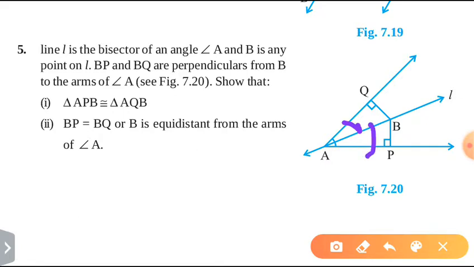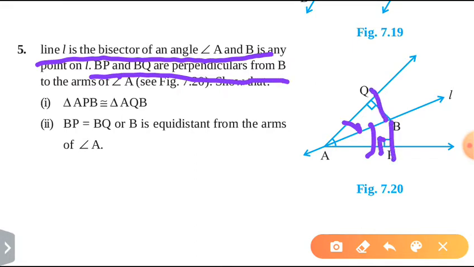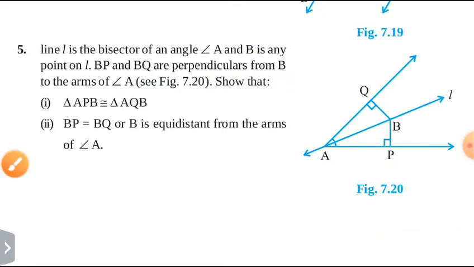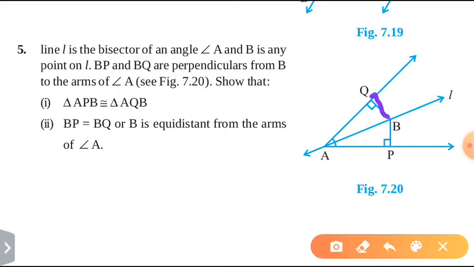These angles will be equal to each other because it is given in the question that this is the bisecting line. Now BP and BQ are the perpendiculars to the arms, and these two are perpendicular. That means both angles are 90 degrees. So BQA and BPA are also equal to each other because both are 90 degrees.